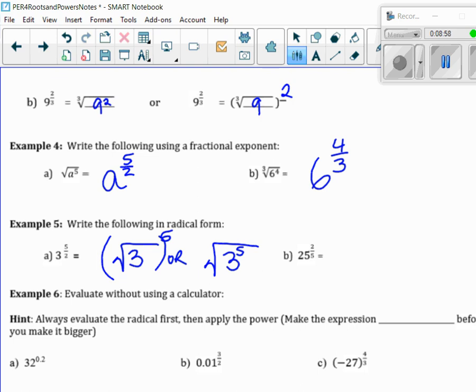So how about this one? This one would be the 5th root. Make sure you put that little 5 to the 25 to the power 2, or I could write this as, inside, still a 5th root, 25. Yeah. Okay, we're getting the lingo of this, going back and forth. It's all good? Okay, always evaluate the radical first, then apply the power. Again, the reason why is because you make the expression smaller before you make it bigger.